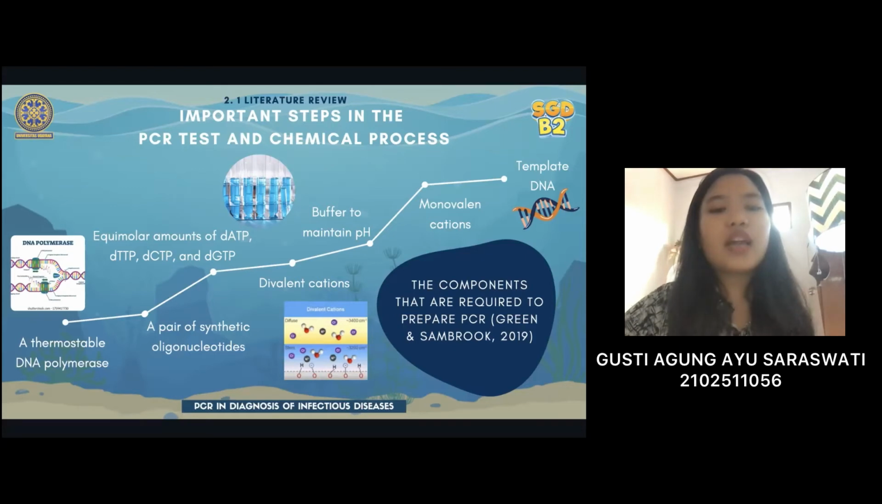Number three, equal amounts of dATP, dTTP, dCTP, and dGTP are found in standard PCR. Number four, divalent cations. All thermostable DNA polymerases require free divalent cations for their activity. Number five, buffer to maintain pH between 8.3 and 8.8 at room temperature. Number six, monovalent cations. Number seven, template DNA. Templates containing the target sequence can be added to the PCR in single or double stranded form.